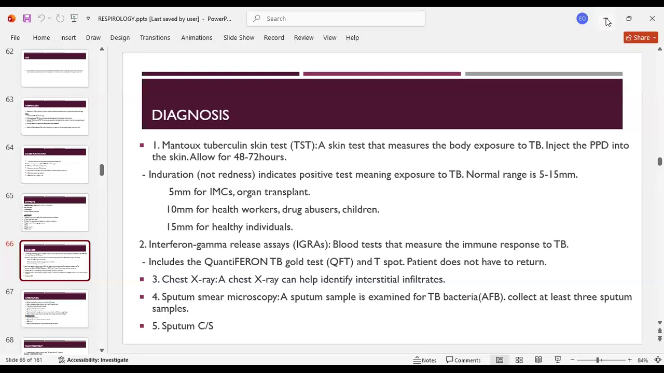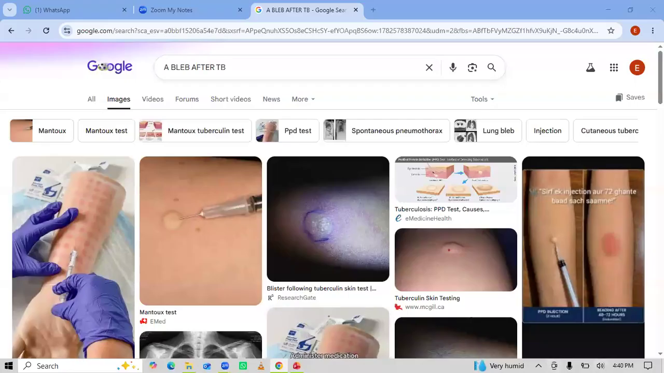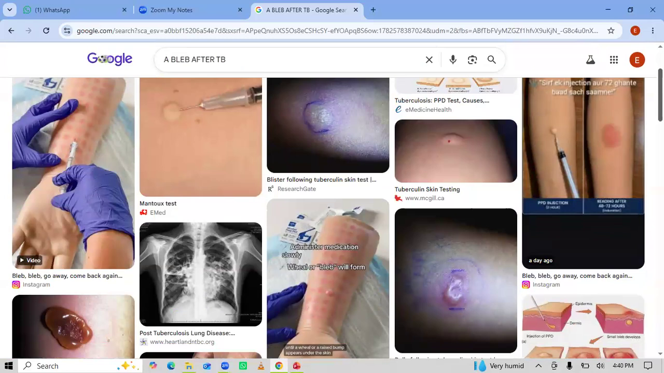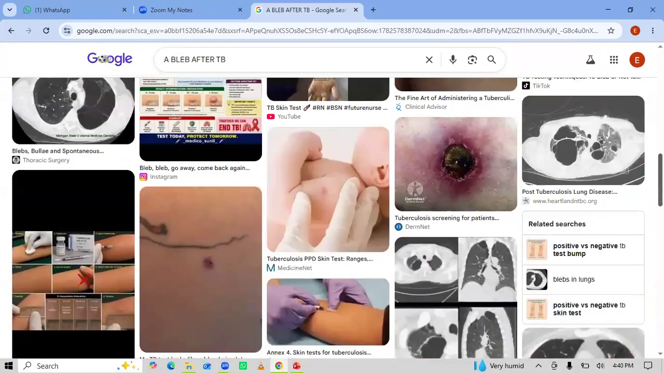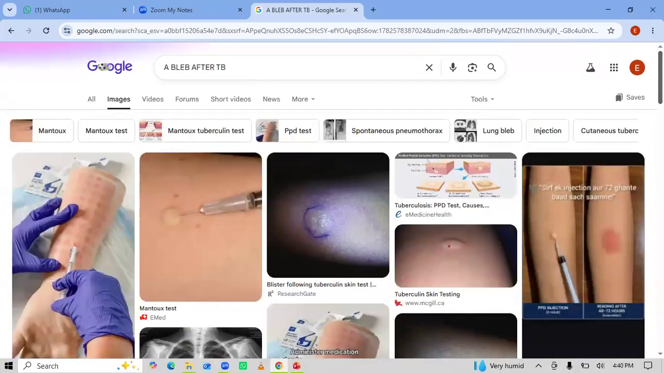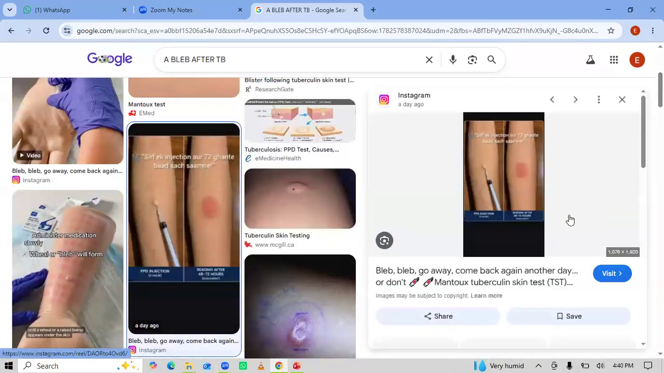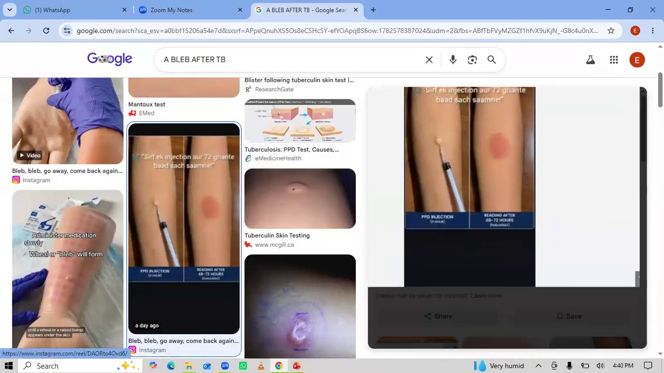Let me show you how it looks so that when you see it, you'll be able to identify that this is what you're talking about. Let's look at this picture. Please look at this picture. Can you see this picture, please? Yes, sir.